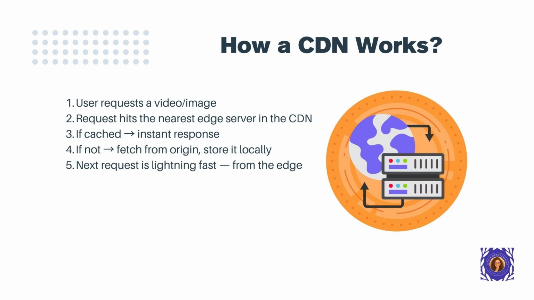If not, fetch from origin, store locally. If the edge server does not have the content in its cache, a cache miss, it then fetches the content from your central origin server. Once it receives the content, it serves it to the user and stores a local copy in its cache. Next request is lightning fast. For all subsequent requests for that same content from users near that edge server, the content is served directly from the edge cache, resulting in lightning fast load times and a significantly improved user experience.